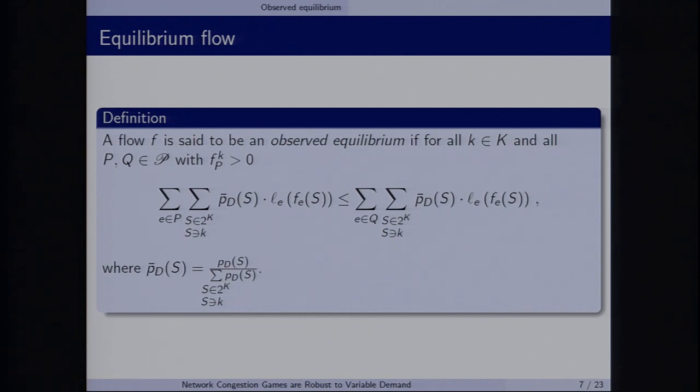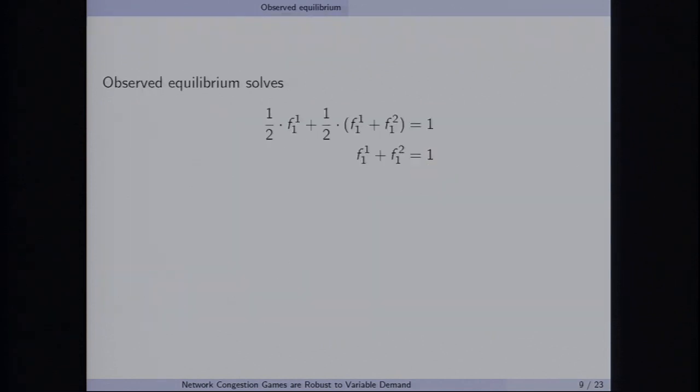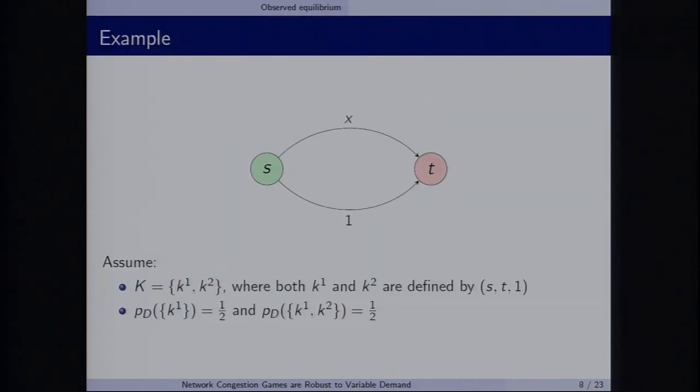So let us try to see how this works in an example. Let us consider this very simple two-link Pigou network. We have two edges. The upper one has a delay function of x, which means that the delay on that edge is equal to the amount of flow on that edge. The second one has a constant delay of 1. Now assume we have two different commodities. Both want to travel from S to T, and both have a demand of 1. So the size of each commodity is 1. However, with probability half, only commodity 1 is traveling, and with probability half, both commodities are traveling.